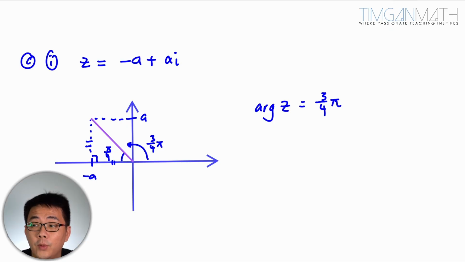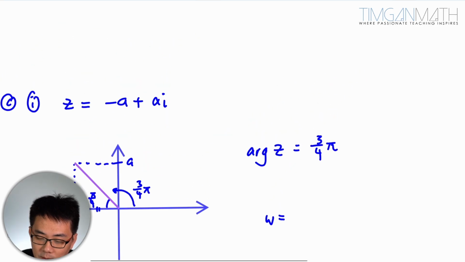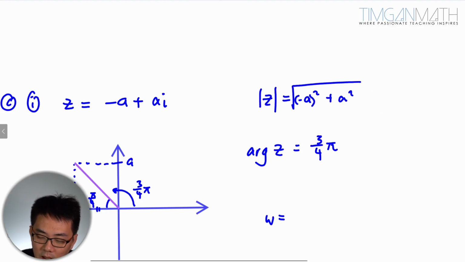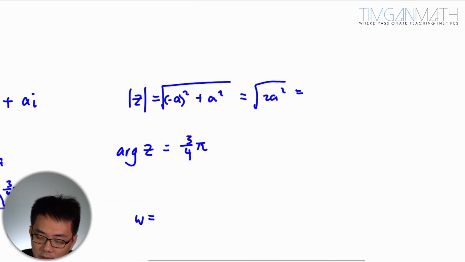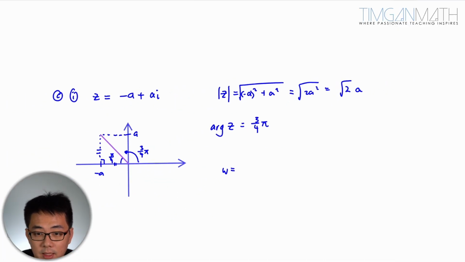Now after which what we're going to do is just find w. So w is equal to, okay, we find the modulus first. Modulus of z is quite straightforward. It's just a squared plus a squared. So in this case, what we get is square root of 2a squared, which in turn gives us root 2 a. Right. So this case is done.